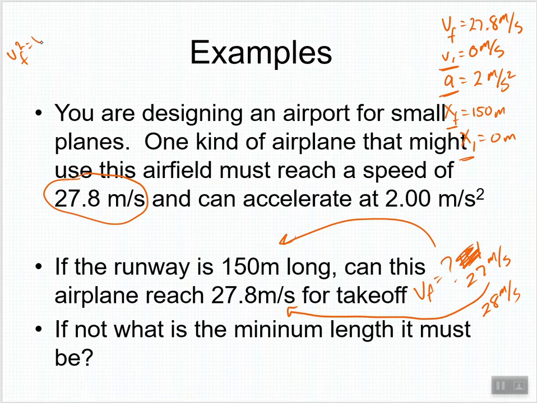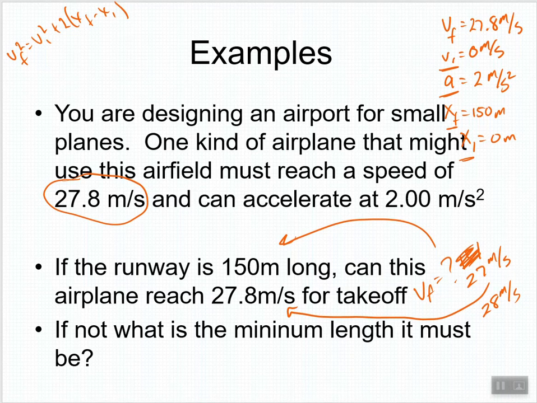VF squared equals VI squared plus 2A times XF minus XI. In this problem here then, VI is 0. So what we typically do, if something's 0, we just cross it out because I don't need it in my problem. XI is 0, so I'm going to cross it out.